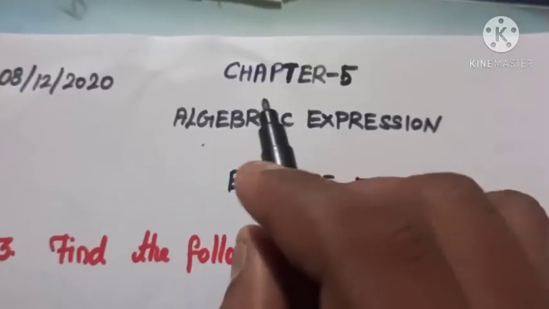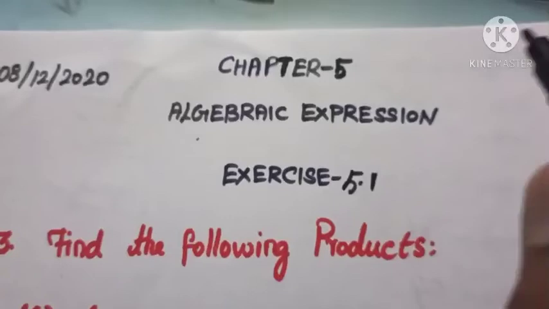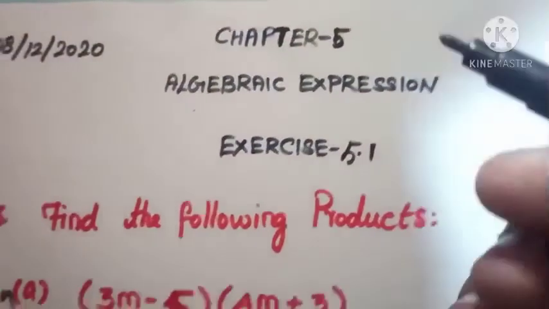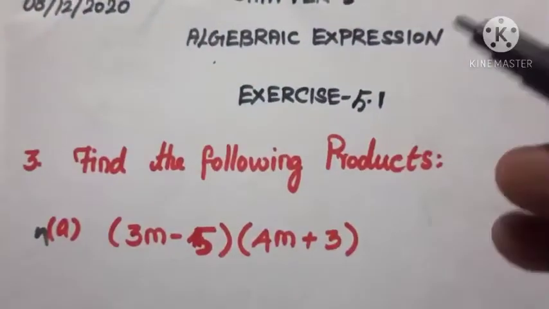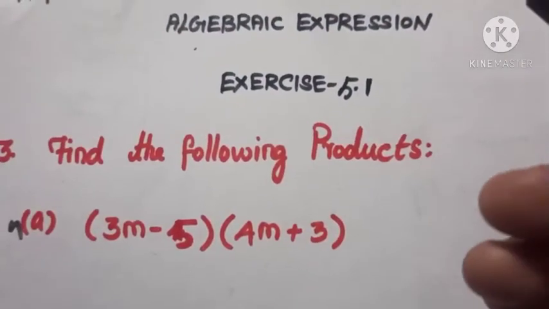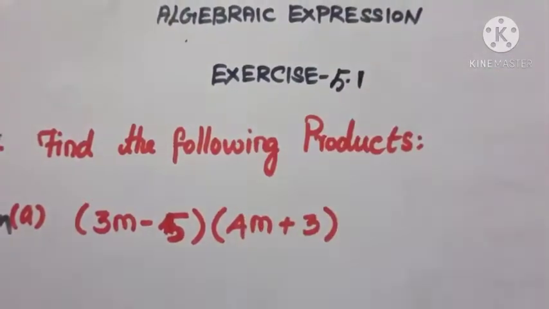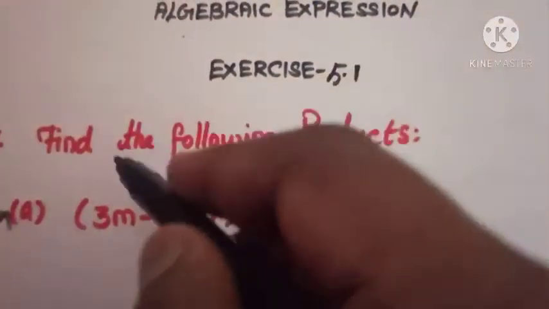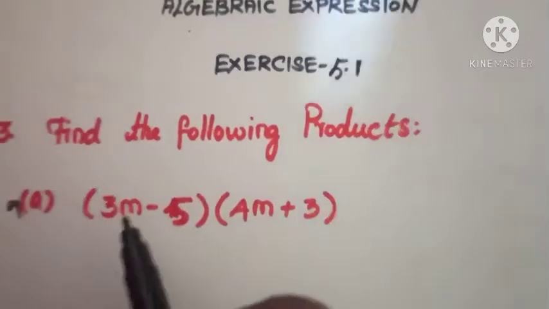So today in class we continue the same algebraic expression exercise 5.1. Last class we discussed how to multiply a monomial by a monomial. In this class we need to find out how to find the product of binomials.